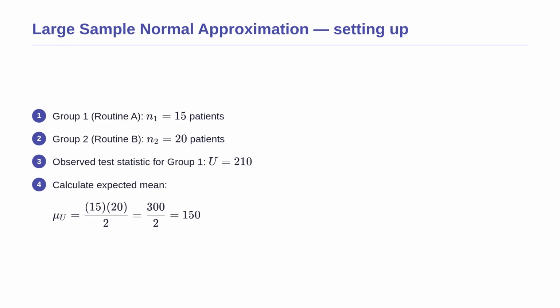Let us apply this to a large sample scenario. Suppose a hospital is comparing recovery times for two physical therapy routines. Group 1 has 15 patients and Group 2 has 20 patients. After pooling and ranking, they find the U statistic for Group 1 is 210. Because both sample sizes are greater than 10, we use the normal approximation. First, we calculate the expected mean by multiplying 15 and 20, which gives a maximum possible U of 300. Dividing by 2 gives an expected mean of 150.